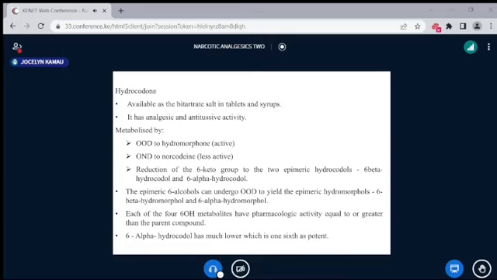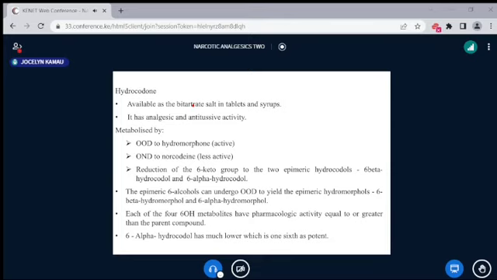Hydrocodone, we are looking at the formulations. It is available as a bitartrate salt in tablets and also in syrups. You can look for the structure of bitartrate. This is an organic salt in tablets and syrup. It has analgesic and antitussive activity. Most of the derivatives of codeine are mainly used for the antitussive activity. But due to their high susceptibility to abuse, the only one I've really seen used is codeine, because these others definitely have a much higher likelihood of abuse.